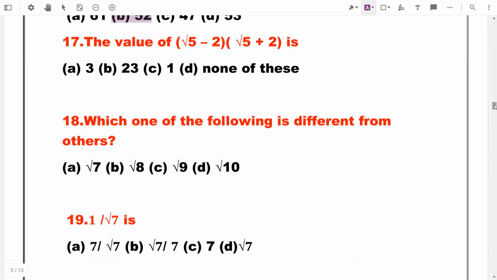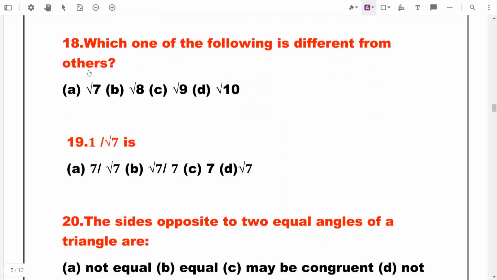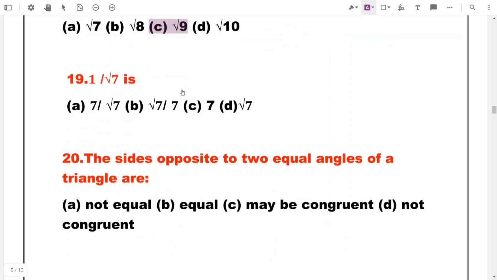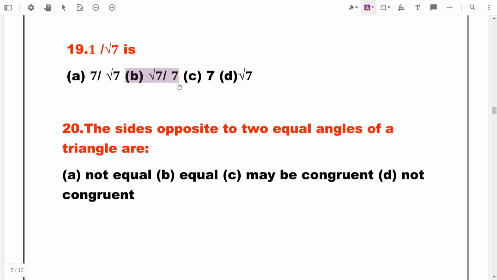17th question. The value of root 5 minus 2 into root 5 plus 2 is 3, 23, 1, none of these. Answer A. 3. 18th question. Which one of the following is different from others? Root 7, root 8, root 9, root 10. Answer root 9. 19th question. 1 by root 7 is 7 by root 7, root 7 by 7, 7 root 7. Answer B. Root 7 by 7.